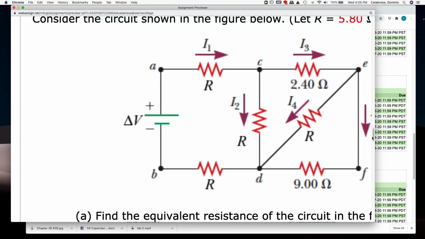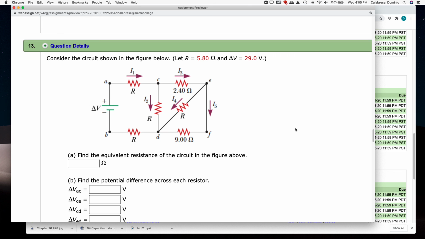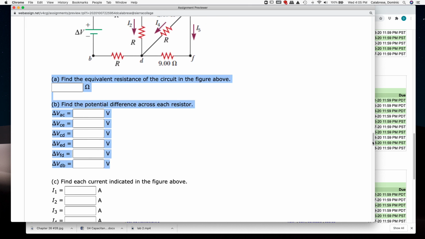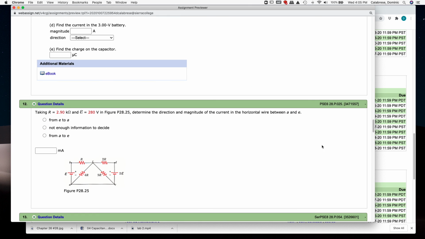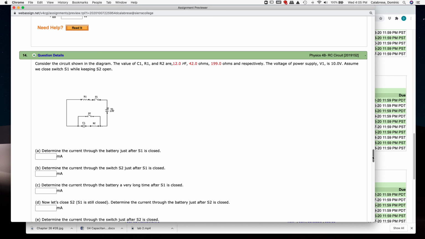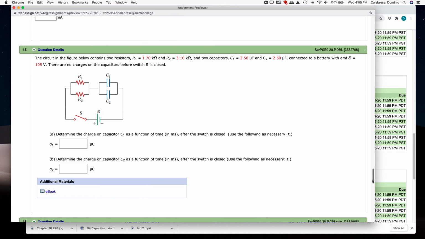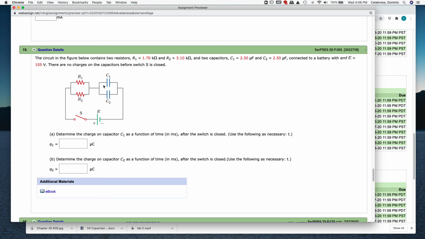So that one's a little bit of a challenge. This one's messy, but this one's not that hard. So 13 is pretty straightforward. 12 is a little bit challenging. 13 should be straightforward. This one's a little bit challenging, but again, you're looking at the circuit at extreme cases. 15 should be straightforward. These two resistors are in parallel, and these two capacitors are in parallel. It's a pretty straightforward circuit.